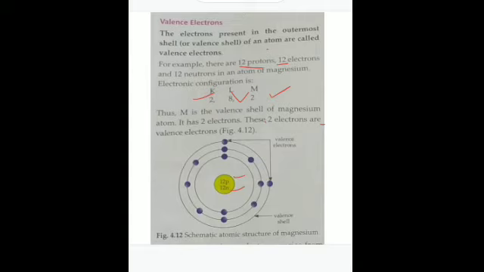Which is the valence shell of magnesium? It is again the M shell. And how many valence electrons are present? 2 valence electrons are present in magnesium. Is it clear? Sodium had 1 valence electron and magnesium has 2 valence electrons.